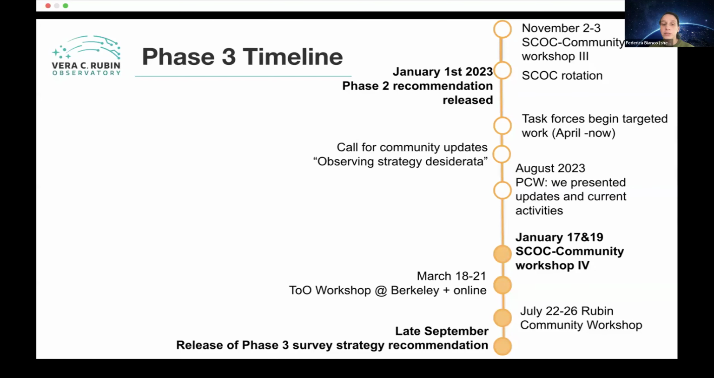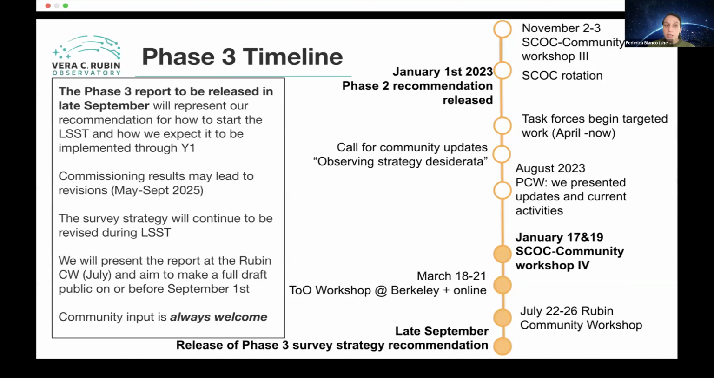And in late September, we plan to release our phase 3 survey strategy recommendation. This report will represent a recommendation for how we should start the LSST. We expect that recommendation will be followed through year 1. Of course, at that point, we won't have finished commissioning, so we will need to await the commissioning results. Those may lead to revision of the survey strategy. Of course, we don't expect substantial revisions, but we will respond to commissioning and review the survey strategy at that point. And in fact, the survey strategy of LSST will continue to be revised, leading to and during LSST.